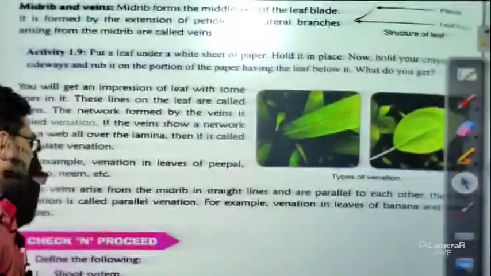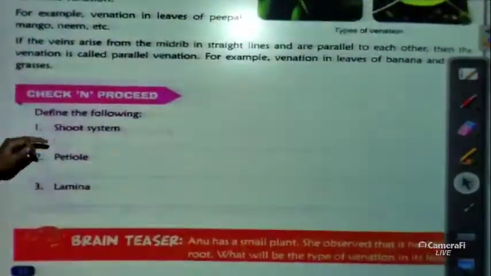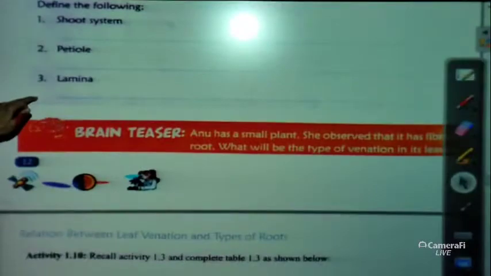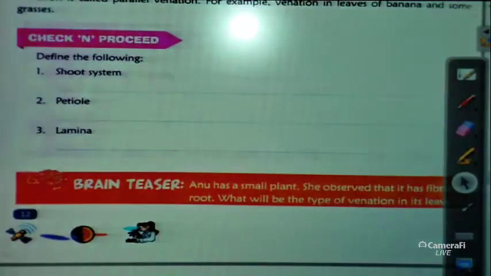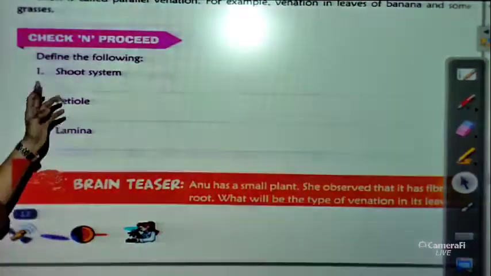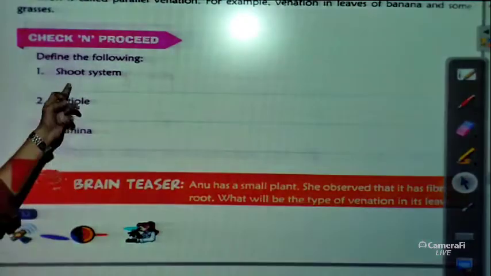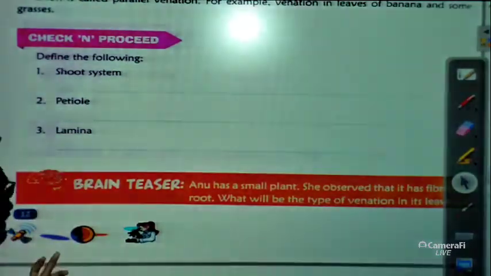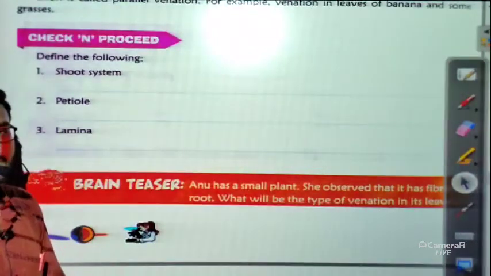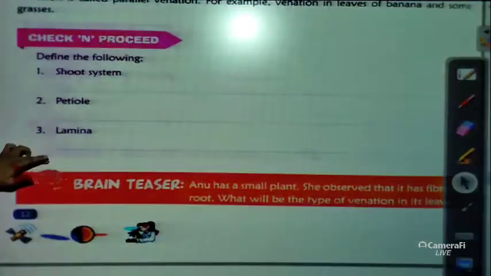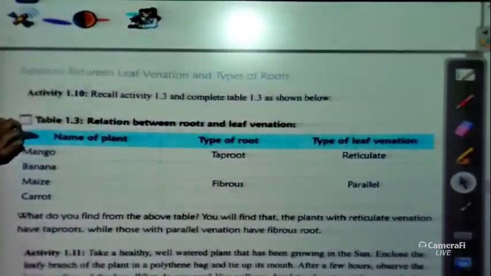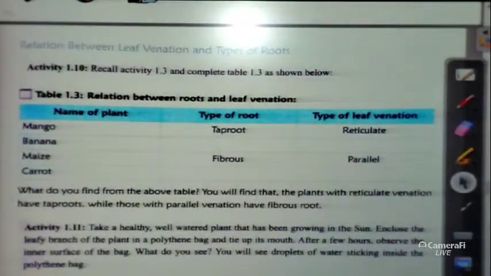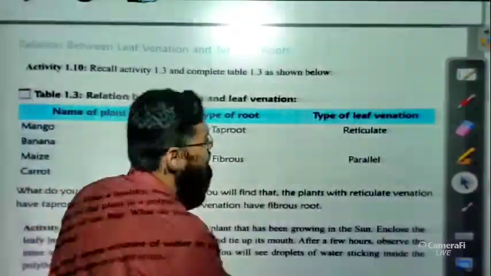Okay, now let us discuss the next part. Before going to discuss the next part, just have a look, a few things are there which you have to do. You have to define the following terms: shoot system, petiole, lamina. All these things we have discussed, so I hope you can solve this very easily. So let us discuss the next portion, the relation between leaf venation and types of roots.